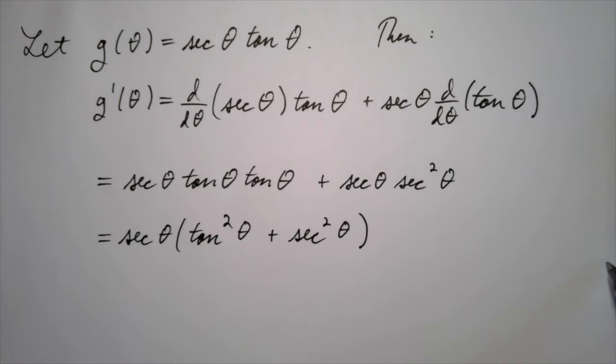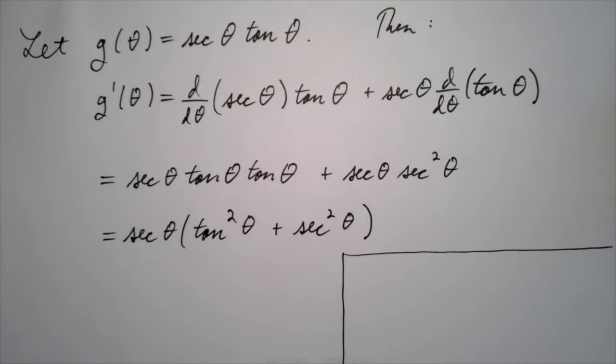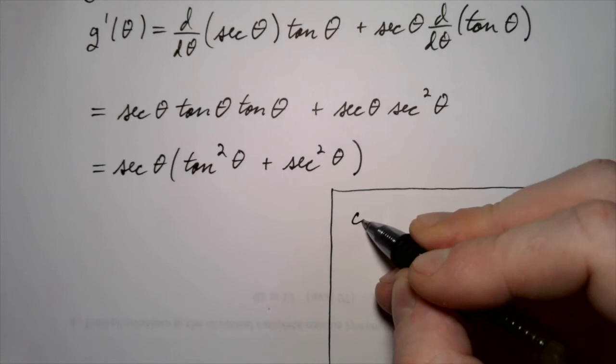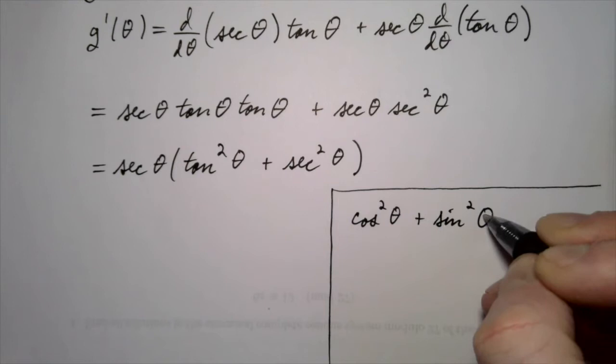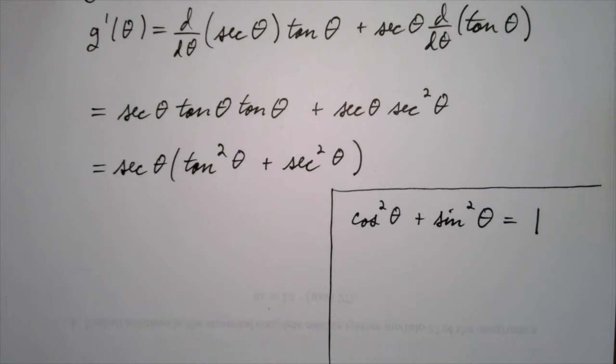Okay, now here we're going to do something that's a little bit more exciting. Check it out. I'm going to do this as a side derivation in this little box. This is a little sidebar. What we're going to do is start from cosine squared theta plus sine squared theta equals 1. This is the most important trigonometric identity. It's encoding the Pythagorean theorem for the right triangle inside of the unit circle determined by the angle theta.